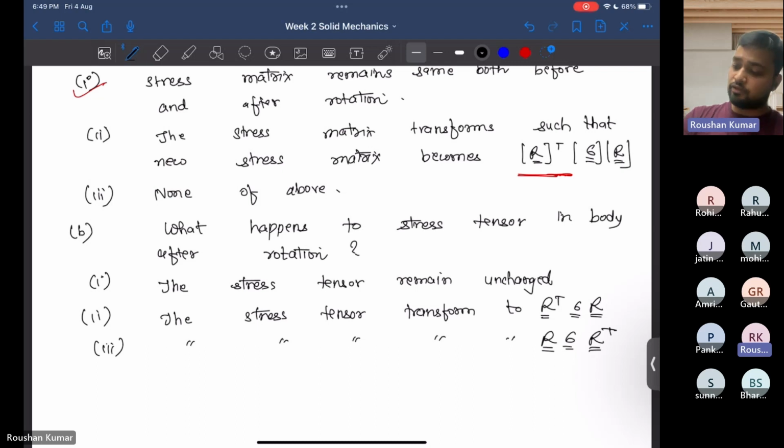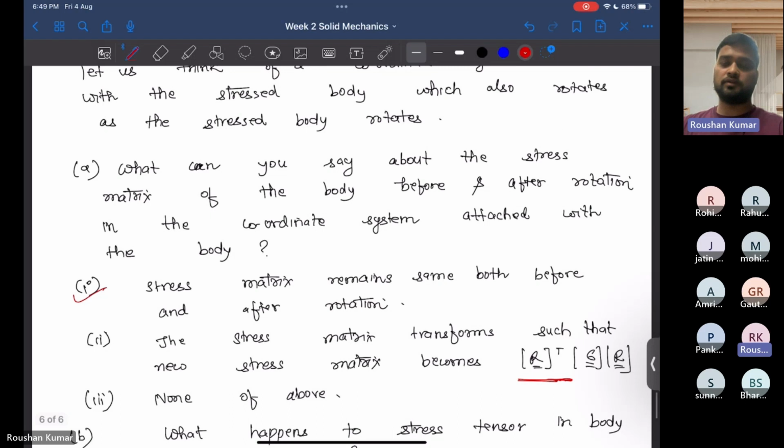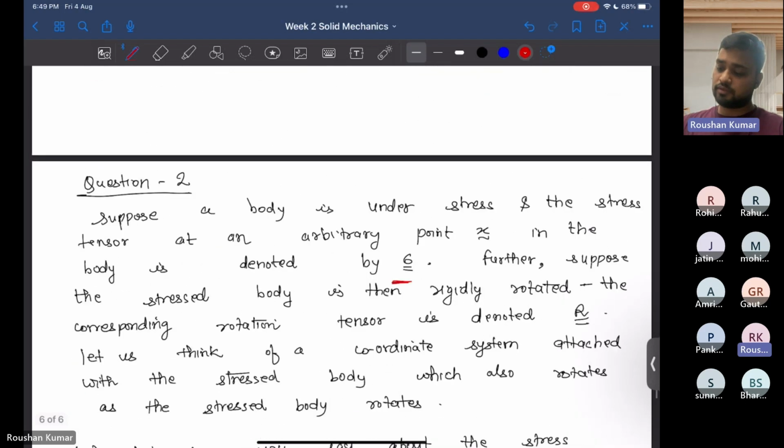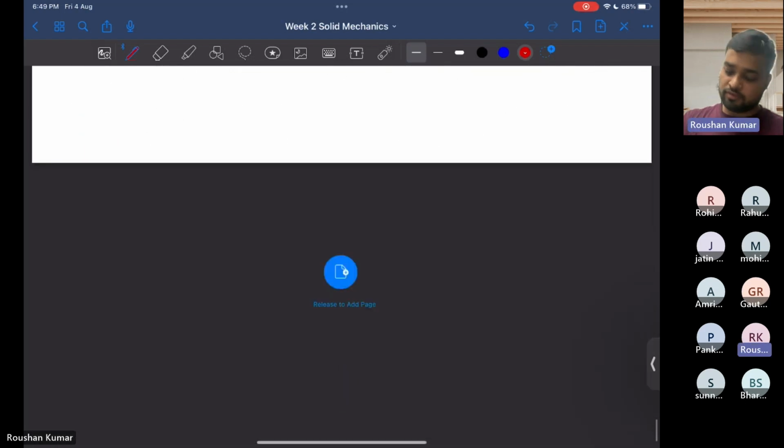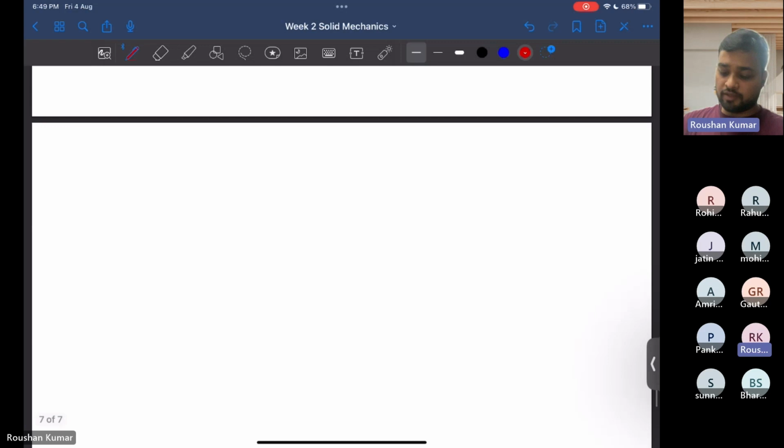As I told earlier, if we change the coordinate system, the stress tensor remains the same as it is independent of the coordinate system. So the first option is correct for this question. So this is question number 2. The next question is based on the numerical concepts.